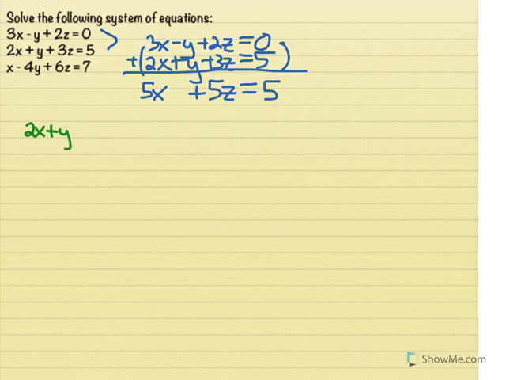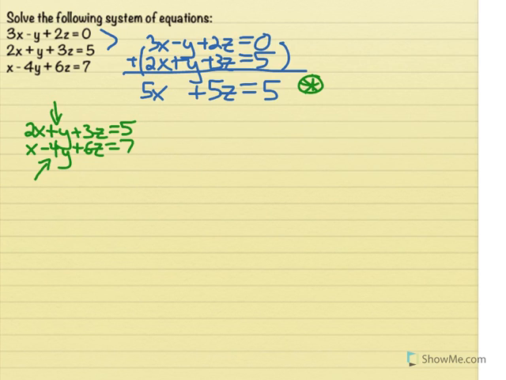So 2x plus y plus 3z equals 5, and x minus 4y plus 6z equals 7. Okay, so this is equation 2 and 3, and remember we want to get rid of y as well because that's what we did to get our first new equation here. Problem is, we have a coefficient of 1 in front of y in the first equation and a coefficient of negative 4 in the second equation. So whether we add or subtract these equations together, it won't get rid of y.